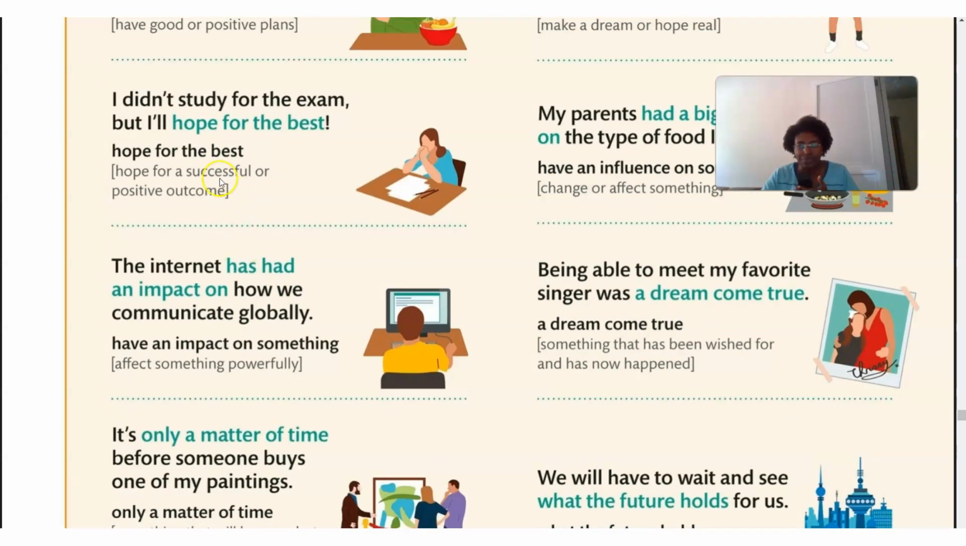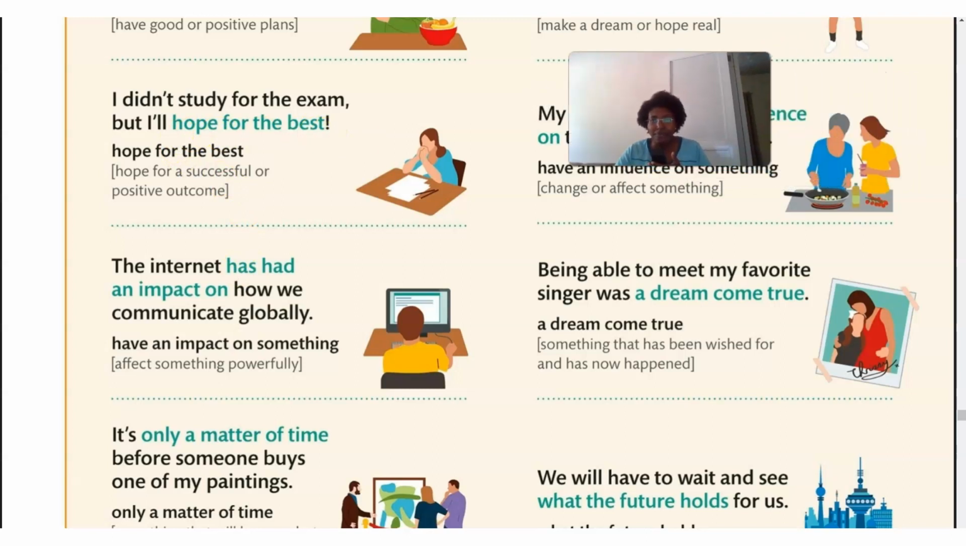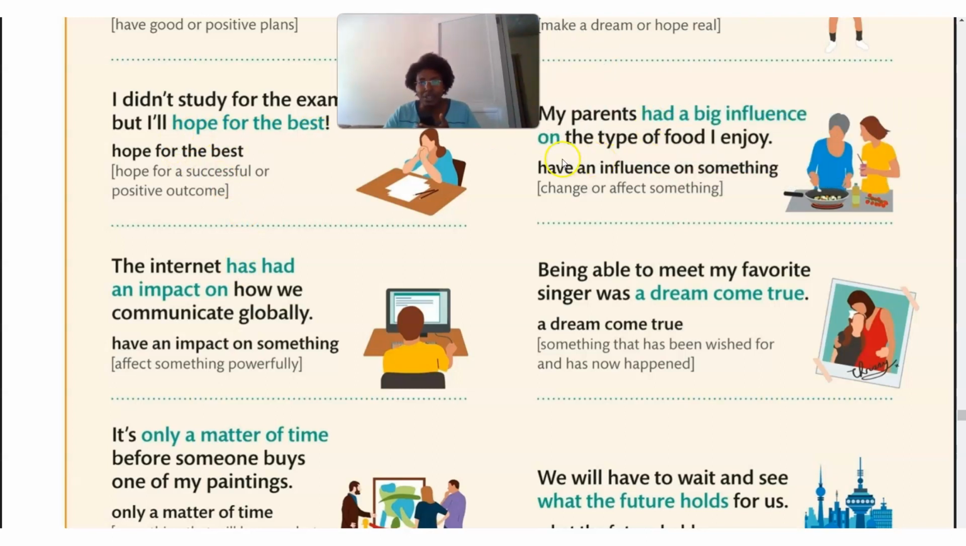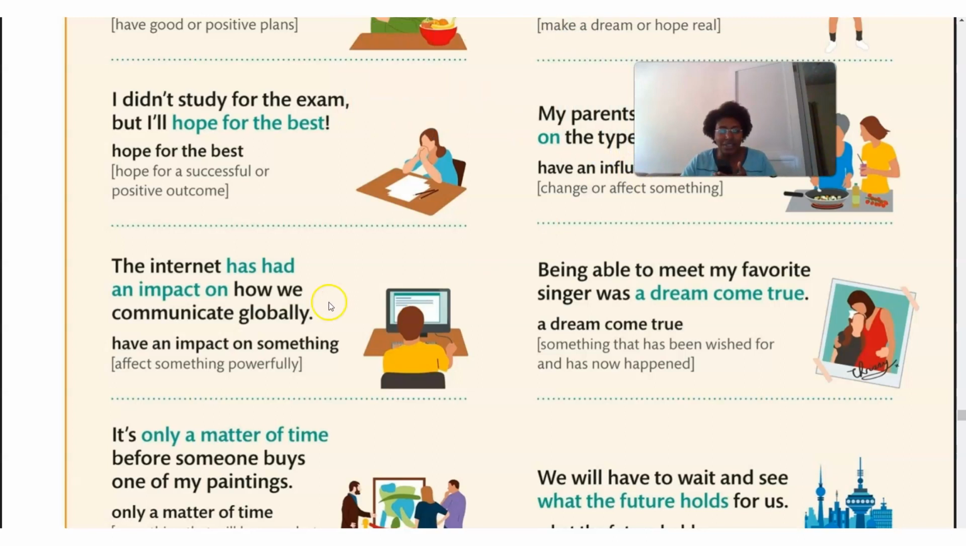The next one, hope for the best, had a big influence on, has had an impact on, a dream come true, only a matter of time, what the future holds. Okay, so let's look at this one here, has had an impact on. The internet has had an impact on how we communicate globally. So have an impact on something is to affect something powerfully. And again, we like those words together. Has had an impact on.